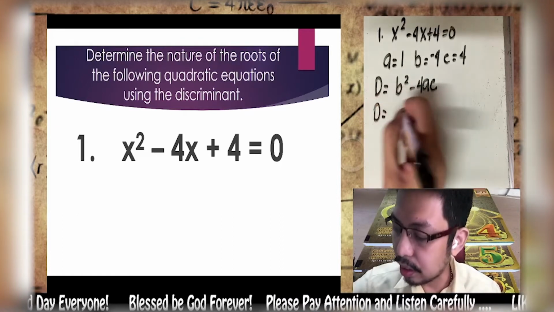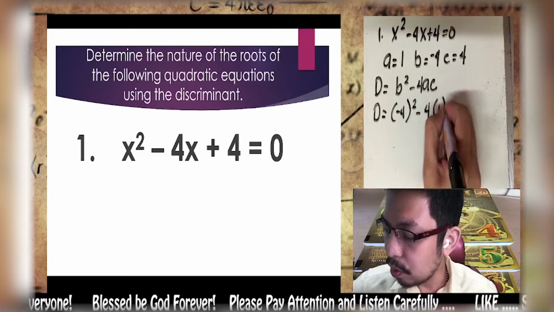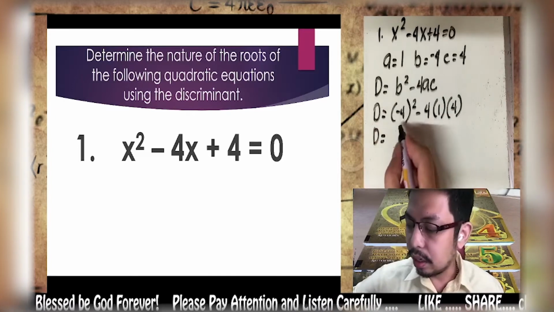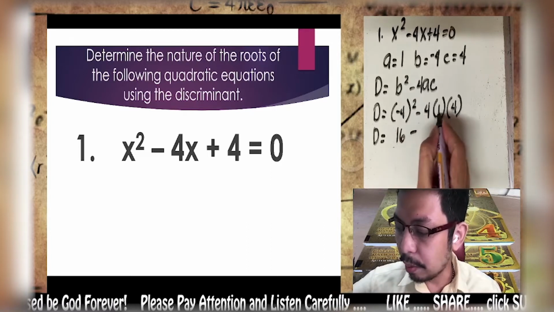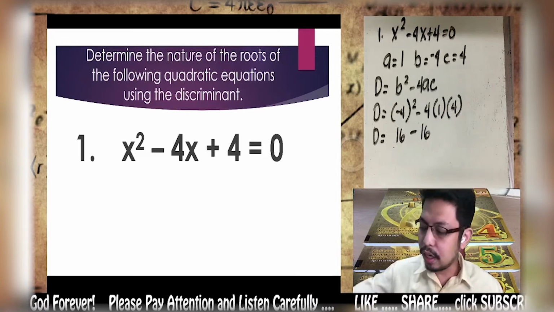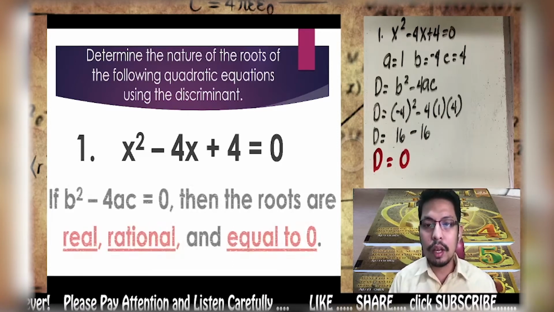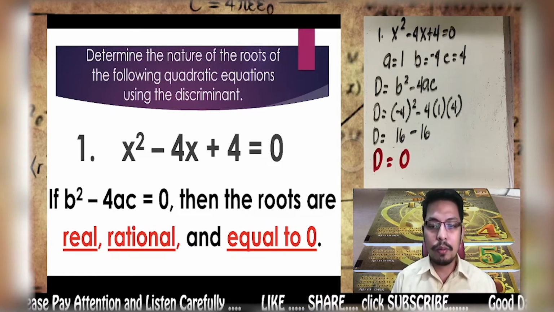We have the discriminant is equal to negative 4 squared minus 4 times 1 times 4. Then we evaluate. The discriminant is negative 4 squared is 16 minus 4 times 1 times 4 is 16. Therefore, our discriminant is 0. If our discriminant is 0, then the roots are real, rational, and equal.